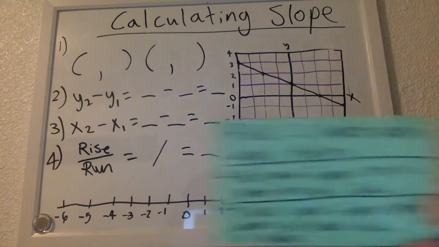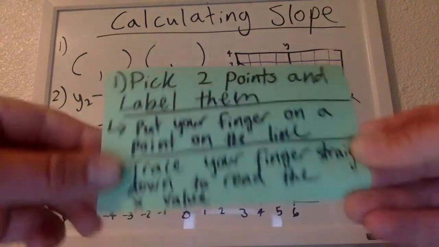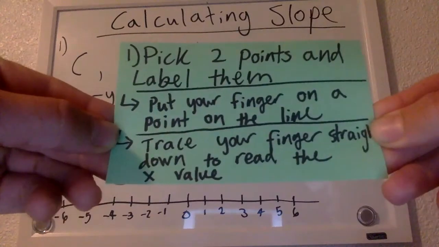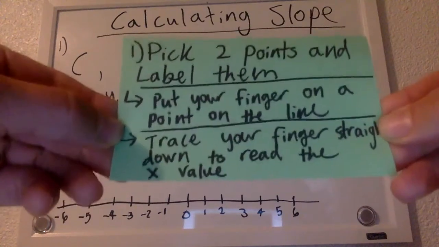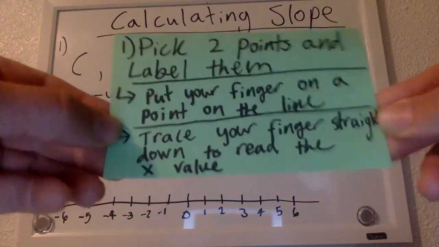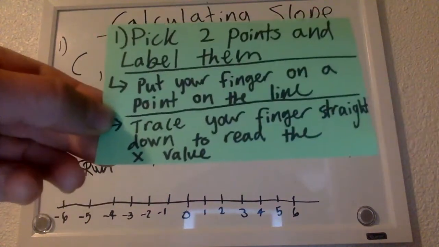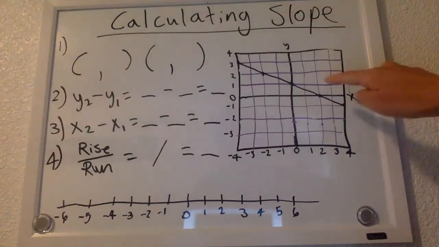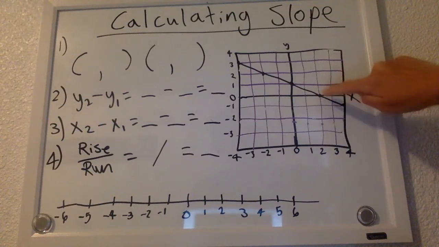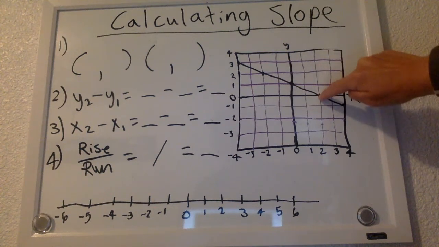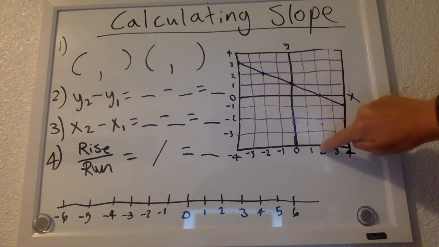All right, so in your notes, step one. Step one is to pick 2 points and label them. And how we pick 2 points is you put your finger on a point on the line, and the first thing that you're going to do is you trace your finger straight down to record the x value. So just to show you, if I find a point on the line, so like here's a place on the line, here's a place on the line, anywhere on the line, I just trace my finger down to read the x value.